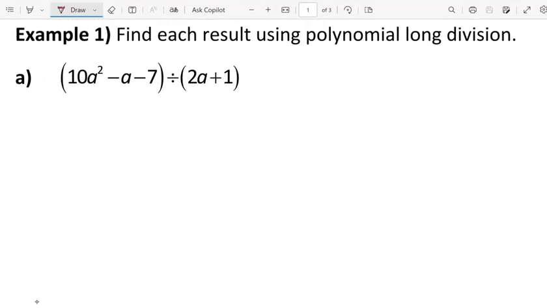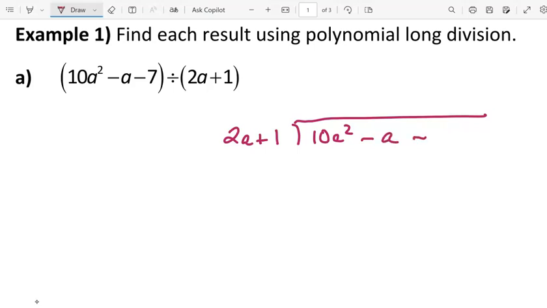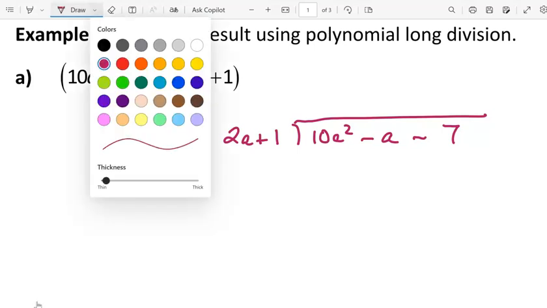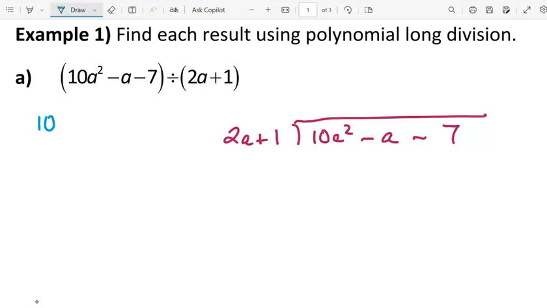Our divisor, which is 2a plus 1, goes outside the long division box. And then the dividend, which is 10a squared minus a minus 7, goes inside. Our first step is to divide first term by first term. So if you want to do that off to the side, you can. 10a squared divided by 2a is 5a. So we're going to write that result over here.